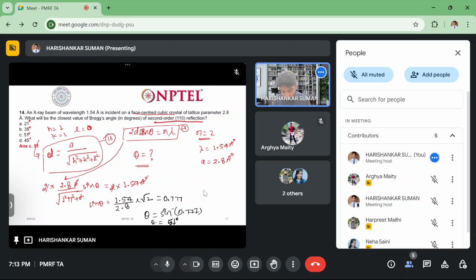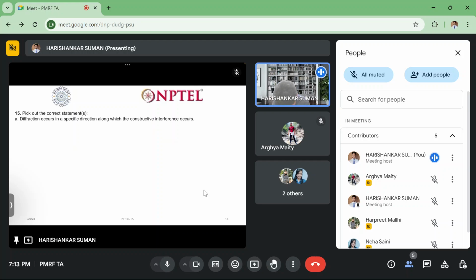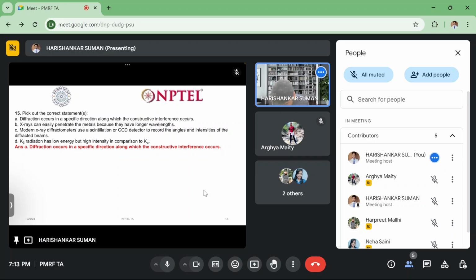Okay, so we can solve that question. Next question: pick up the correct statement. Regarding XRD, diffraction occurs in a specific direction along which constructive interference occurs. First option.